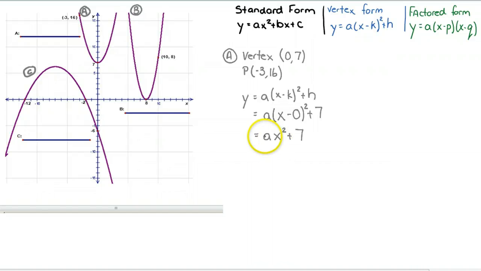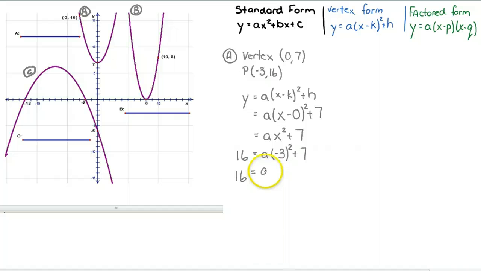Now I need to find a. To find a, I have to plug in a single point. One thing that's important to remember is that when you substitute in a point to calculate one of these values, if you're working in vertex form, you cannot sub the vertex in. If you substitute the vertex in, the a value disappears because you end up multiplying it by 0. So now we do a little algebra.